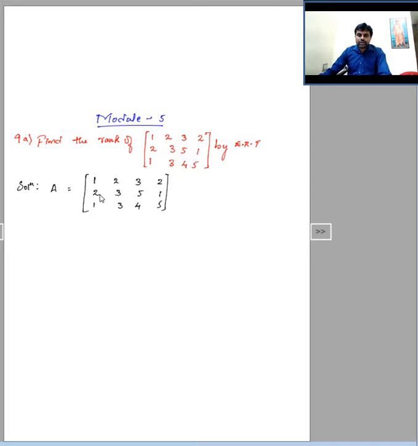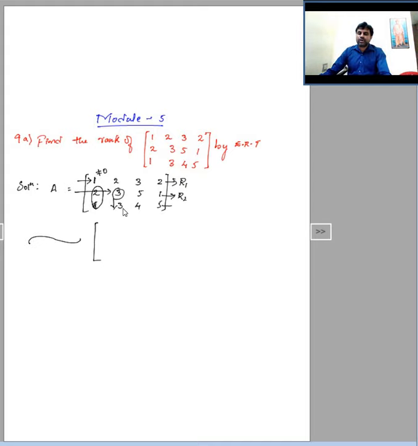Make the entries below that value 0 by using that rule. By using R1, make R2 and R3 as 0. So I'm going to make that operation now. Make those two elements 0, and the second row, second element is called the leading entry, make that non-zero, and the value below it 0.